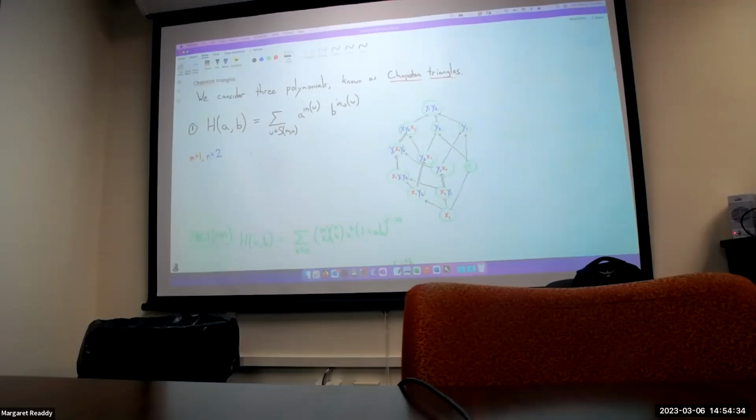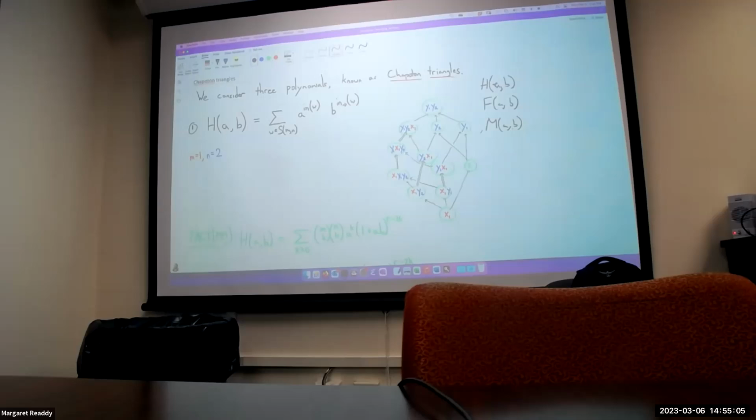Let me define this real quick. There are 3 polynomials. Chapoton triangles refers to an H polynomial, kind of an analog of the H polynomial, H of A, B. You have an analog of the F polynomial of some complex, F of A, B, and then there's an analog of the M polynomial, sorry, the characteristic polynomial, or the Mobius polynomial, M of A, B.